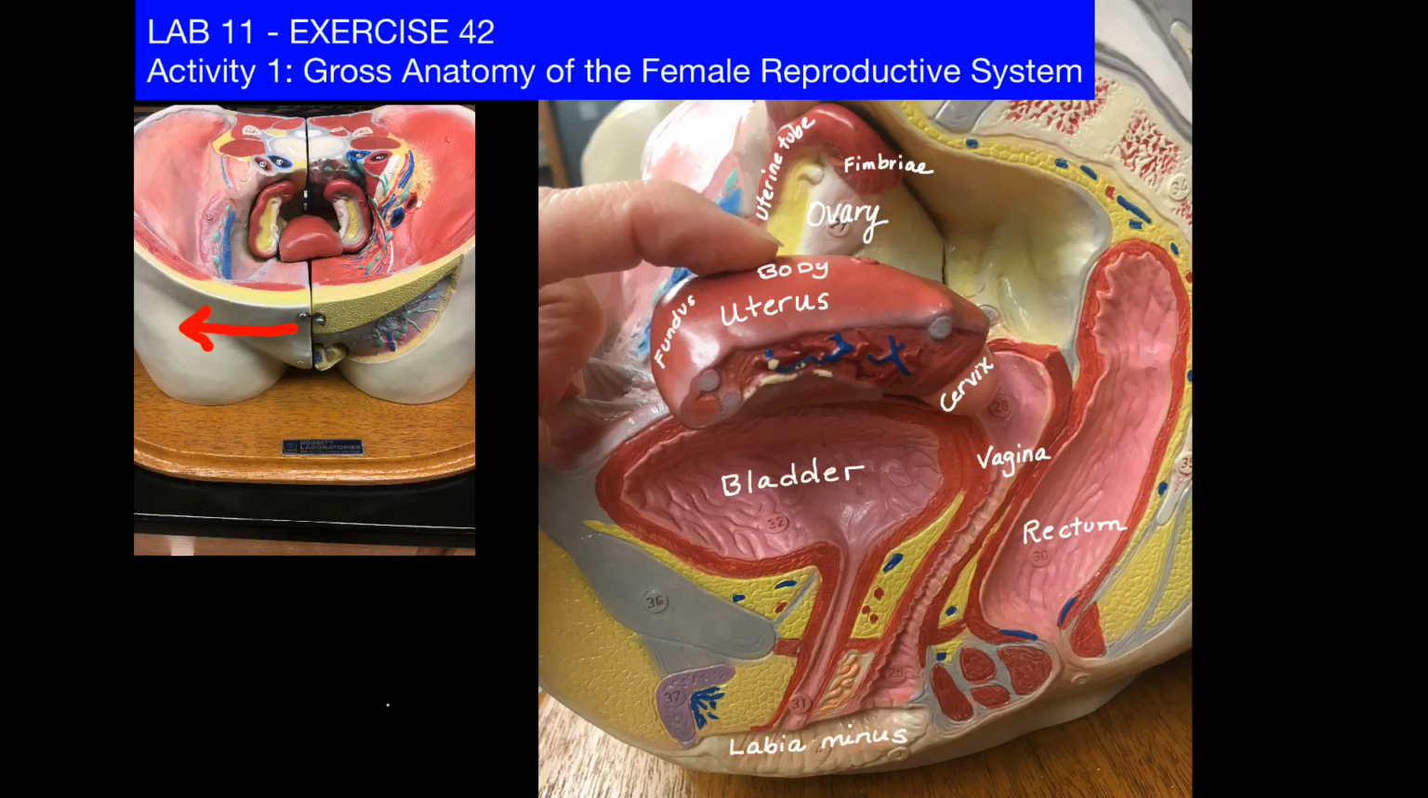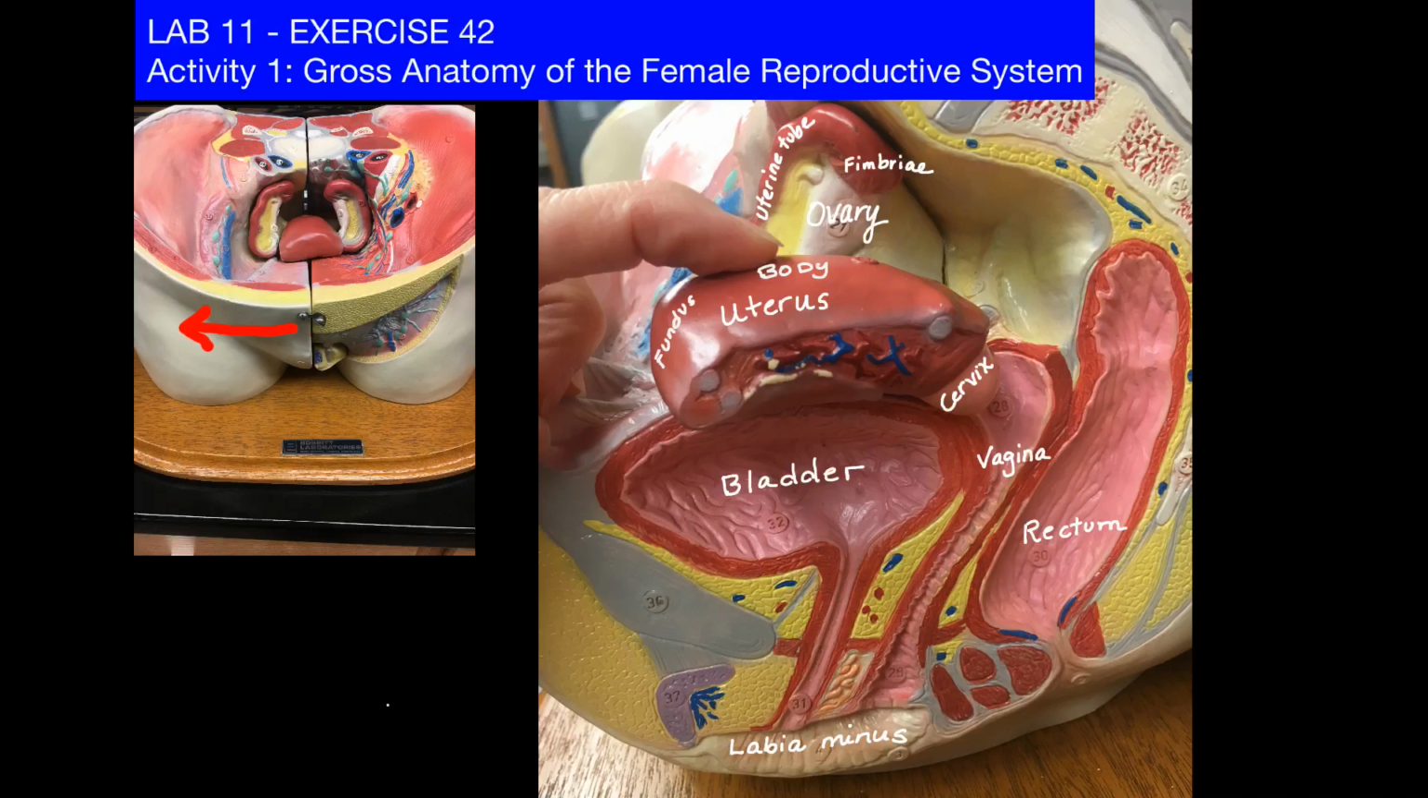So the only external feature that I'm focusing on in this image here on our torso model are the labia minora. So labia minus is another term for this, the folds or tissue that kind of surrounds the vagina that has lots of sebaceous glands. So produces mucus or fluid.